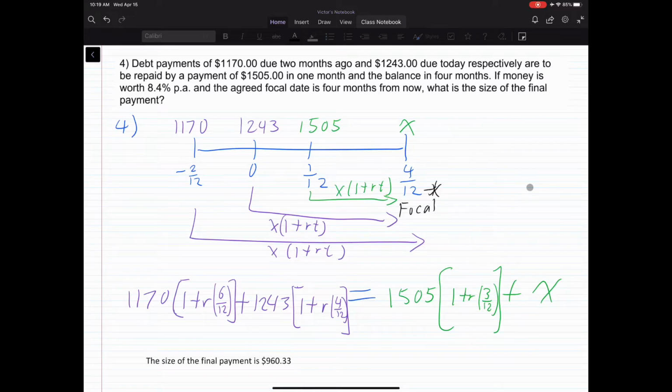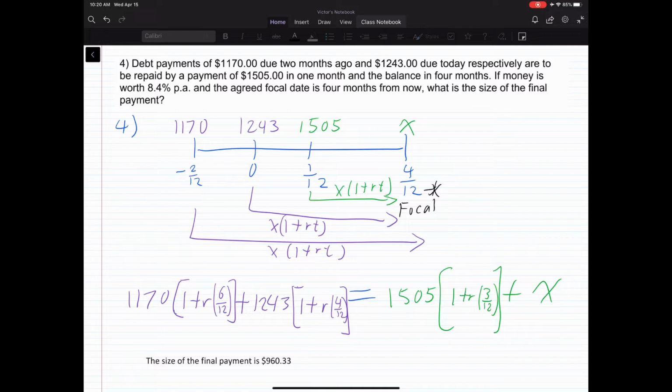Midterm 1 review, question 4. Debt payments of 1170 due 2 months ago and 1243 due today, respectively, are to be repaid by a payment of 1505 in 1 month and the balance in 4 months. If money is worth 8.4% per annum and the agreed focal date is 4 months from now, what is the size of the final payment?